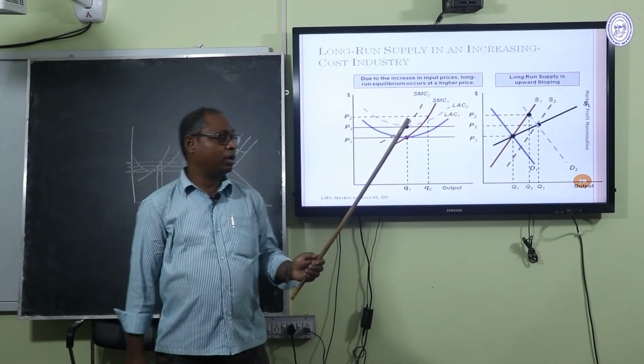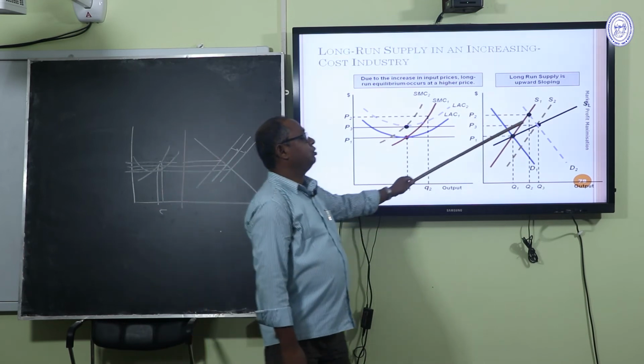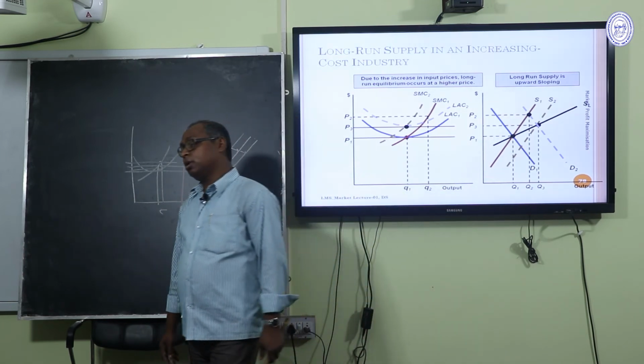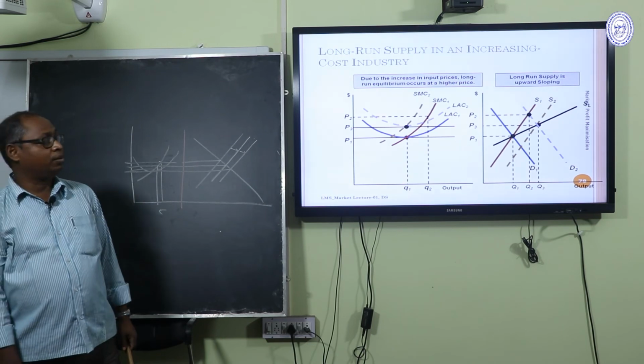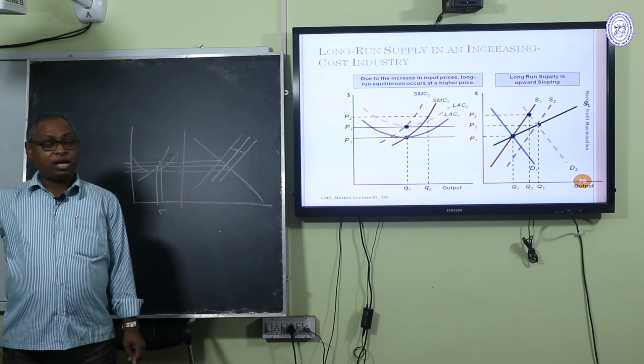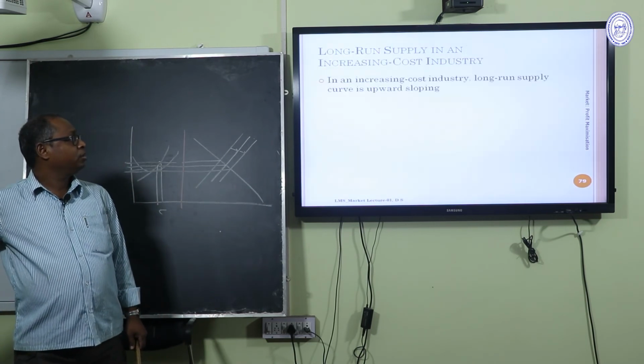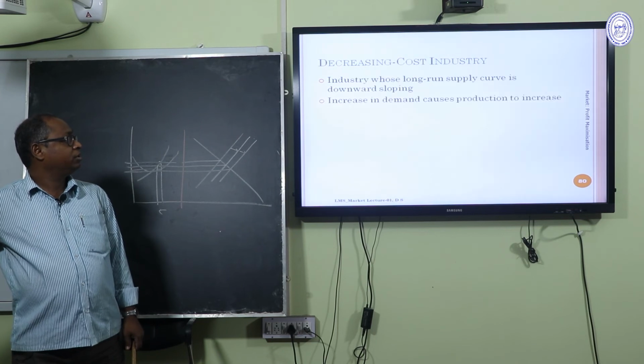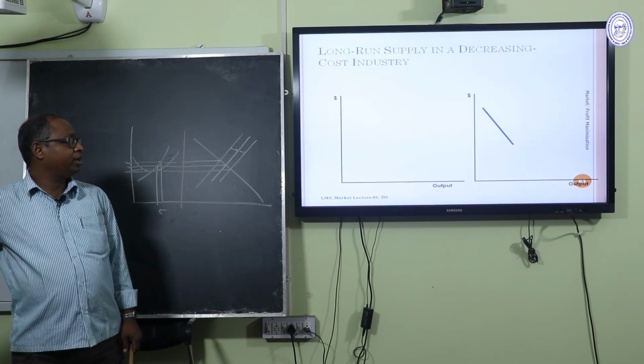So what will happen with the increasing cost? The long run industry supply curve is upward sloping. And next one, the decreasing cost industry, which I have already explained to you with an example.